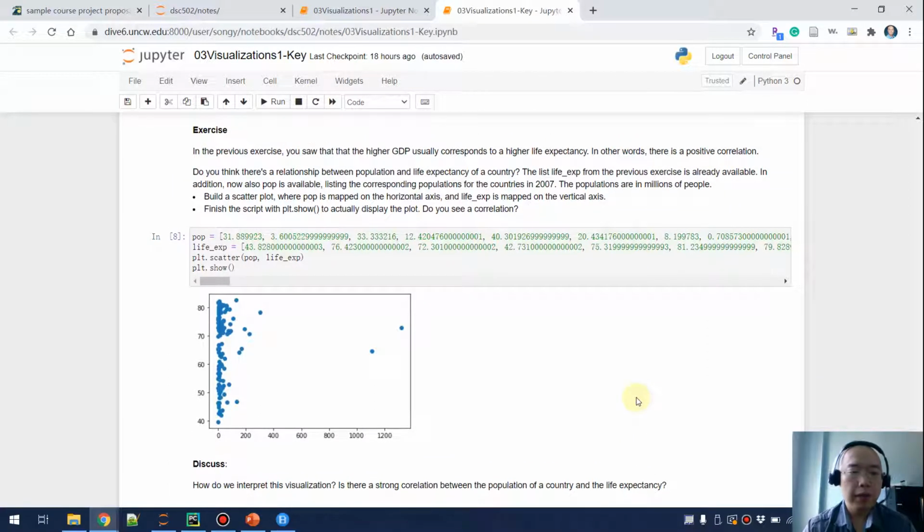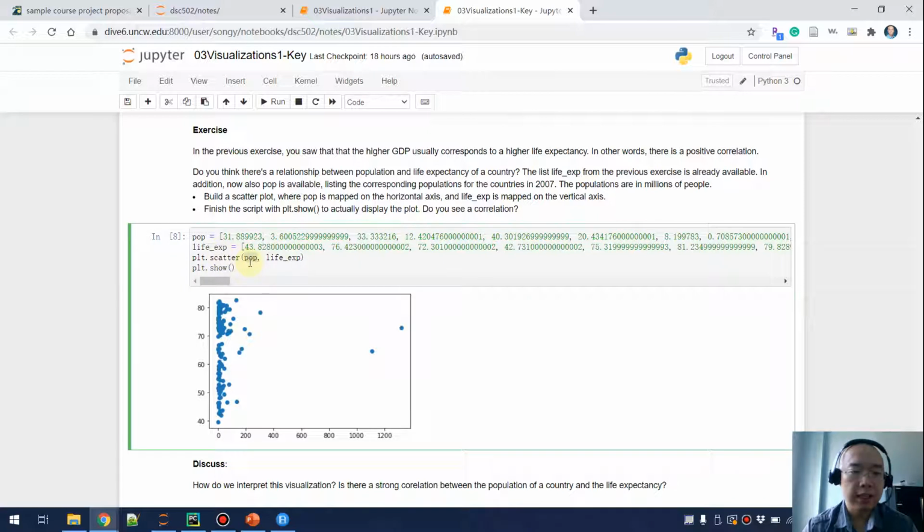Okay, so here is my code. I'm doing a scatter plot with the population as the x-axis and the life expectancy as the y-axis. Then I found it is almost one line squeezed to the left side of this plot. And what does that mean?